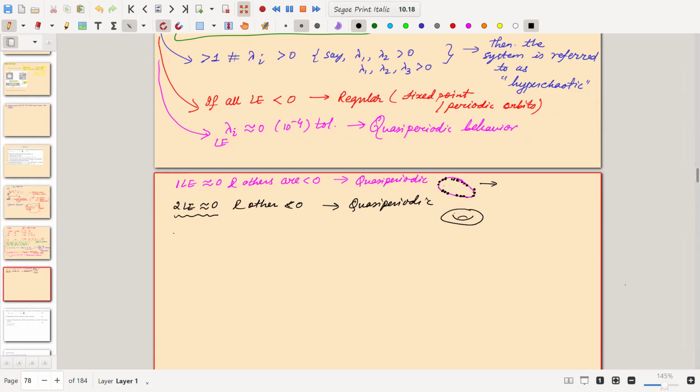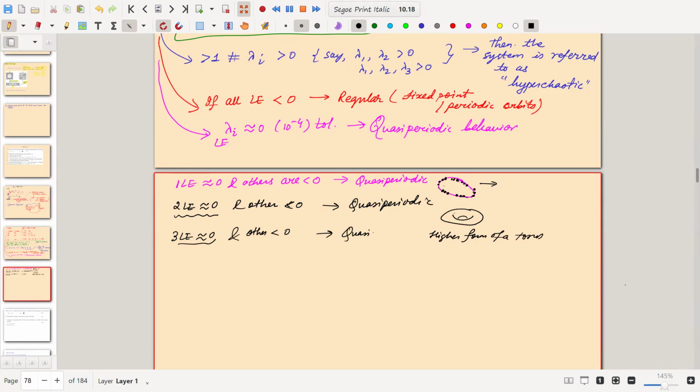Suppose 3 Lyapunov exponents are close to 0 in the system and others are less than 0. Then it will still be quasi-periodic, but it will be a higher form of torus, which we cannot visualize because it is already more than 3 dimensions. However, you can visualize it in a way.